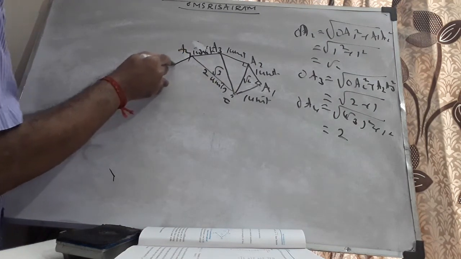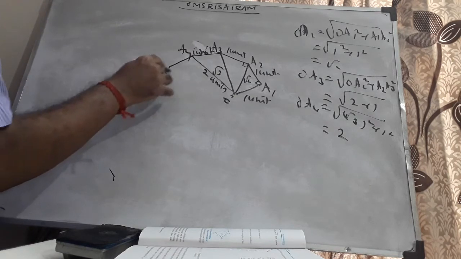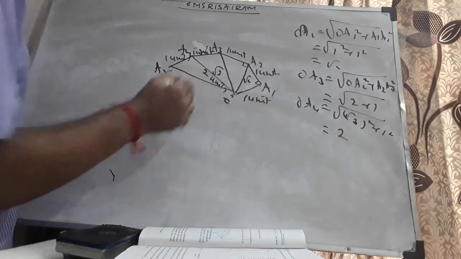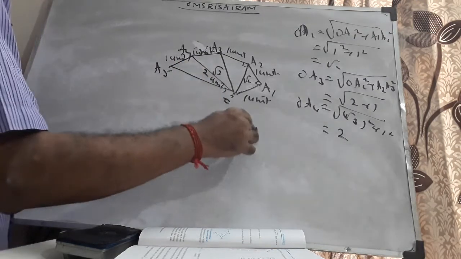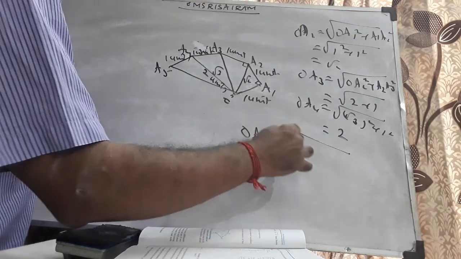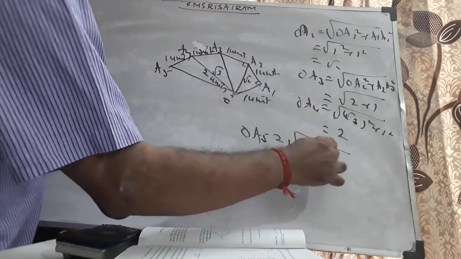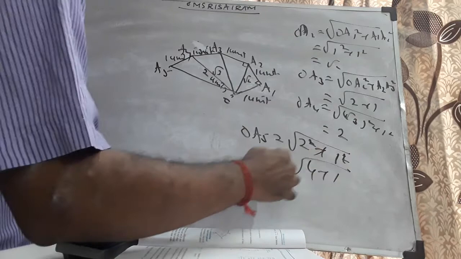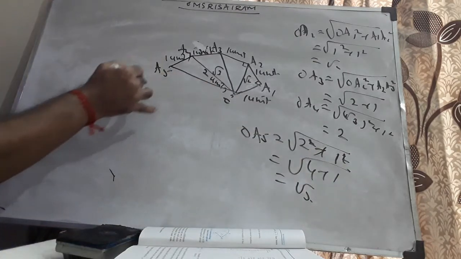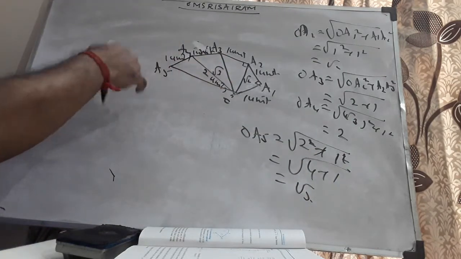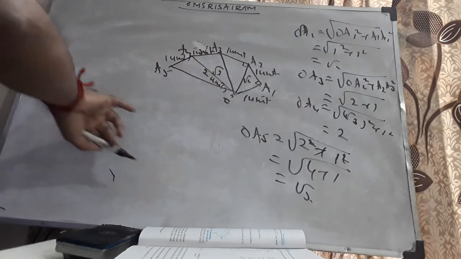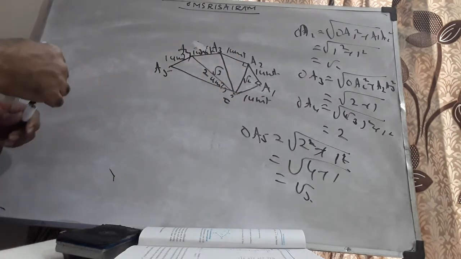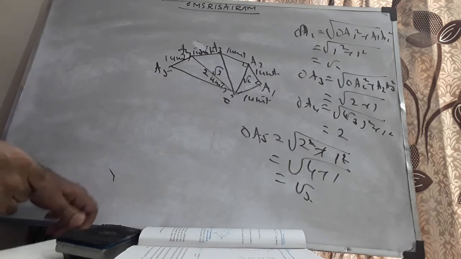Then draw A5 further. A4, A5 of 1 unit length, let us say. Draw OA5. Now OA5 is root of 2 square plus 1 square again. Apply Pythagoras theorem again and again. 4 plus 1 is equal to root 5. Further it goes spirally. It looks like a circle is being formed. Therefore, that is how to get it spirally.